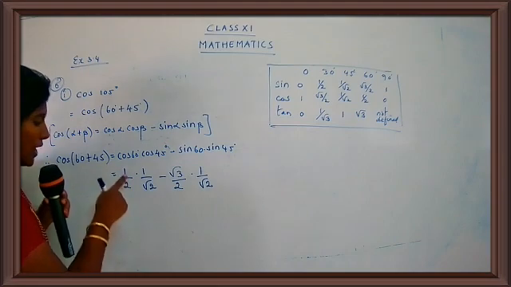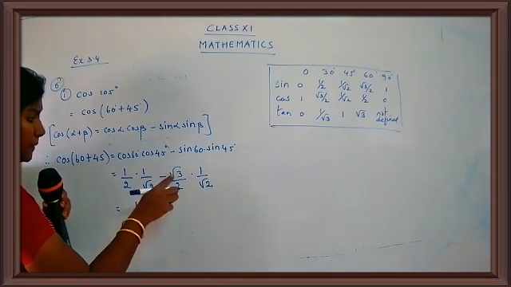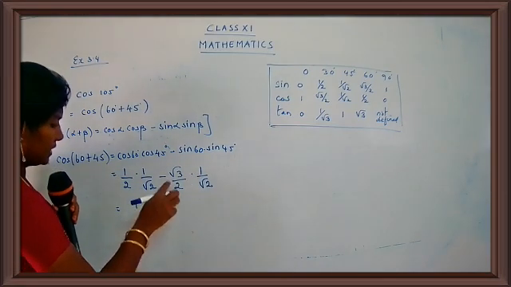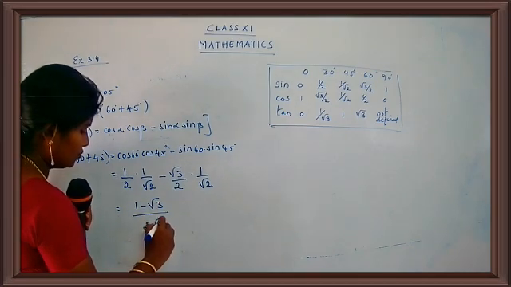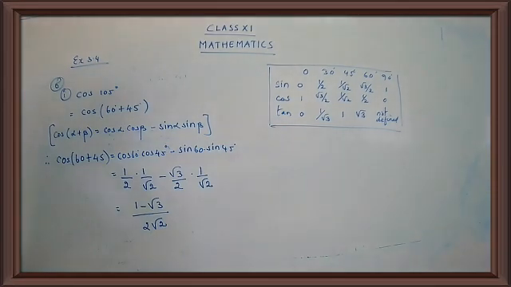So what I get here, 1 into 1, it's 1. Root 3 into 1, that's root 3. And the main sign, minus. So we get 1 minus root 3 upon 2 root 2. What do you get? 1 minus root 3 upon 2 root 2.